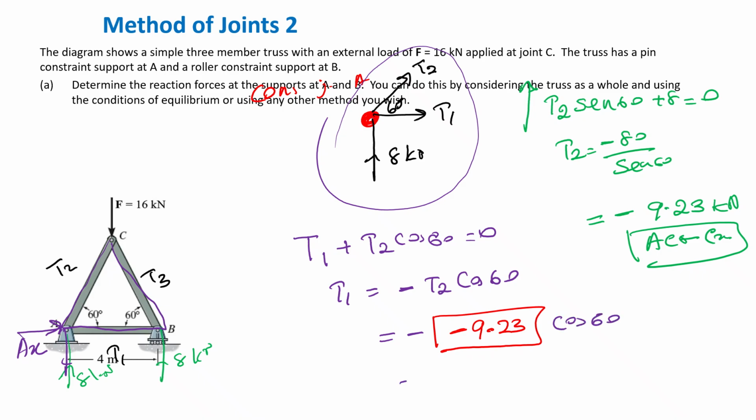So you have a positive something. Positive means what? Member AB is under tension. 4.6 kilonewtons. Okay, one more member to find. You can either consider the equilibrium of joint B or C, and find me T3, and T3 magnitude and whether it is under compression or tension.